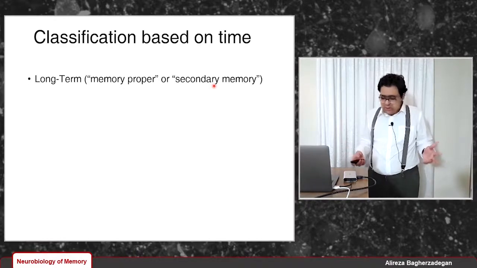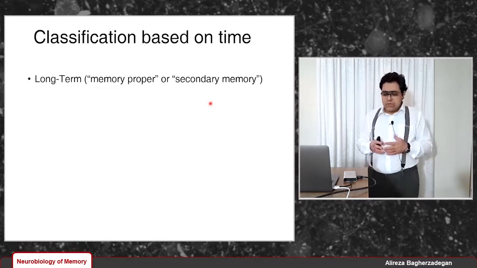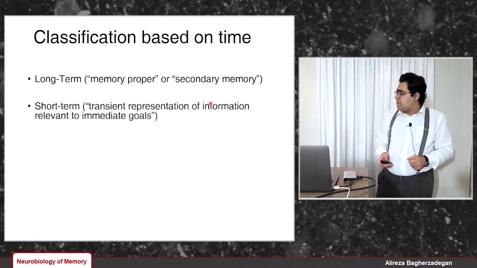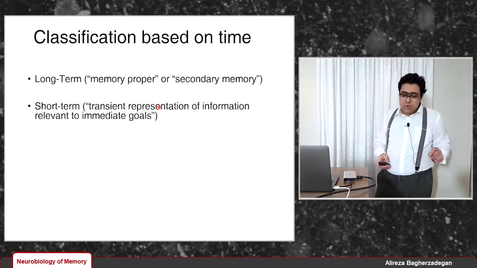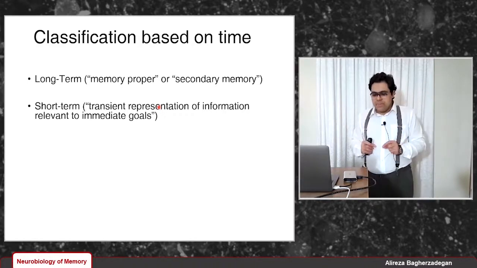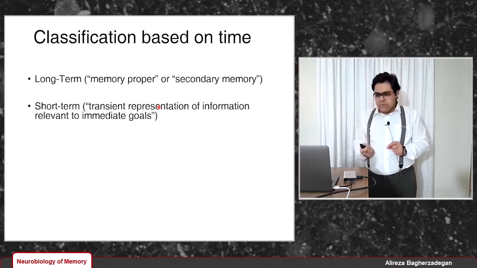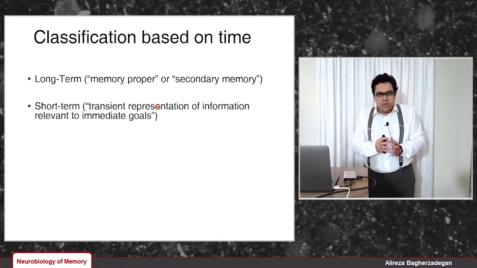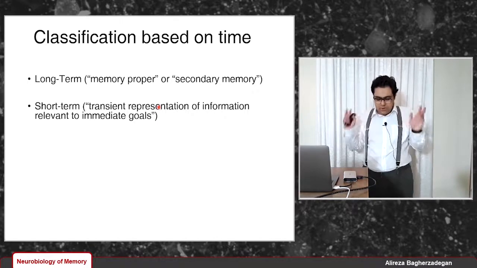But basically, it's a kind of memory that we are familiar with, and as its name suggests, it's for storing information for long periods of time. The other one is the short-term memory, as I explained. It's a transient representation of information relevant to immediate goals. That's very important because sometimes, for doing a specific job, you want to store some information only for doing that specific task or goal. After that, you don't want to remember all that stuff.